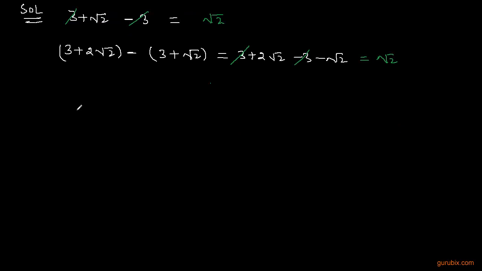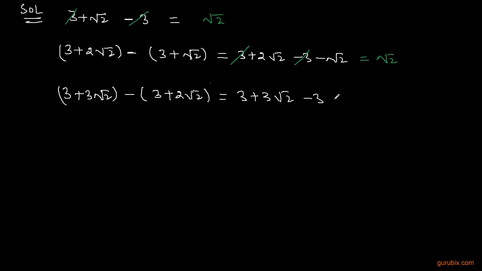Now we shall subtract the third term from the fourth term, and we see that the fourth term is 3 plus 3 under root 2, and the third term is 3 plus 2 under root 2. We get 3 plus 3 under root 2, negative 3, negative 2 root 2. And we can cancel out this negative 3 with this positive 3, and we can subtract this negative 2 root 2 from this positive 3 root 2, and we also get root 2 here.